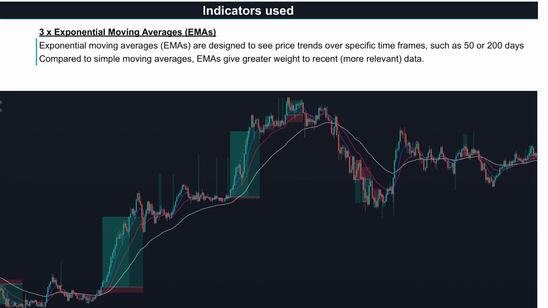So basically, the EMA is designed to improve on the idea of a simple moving average by giving a bit more weight to the most recent price data, which is considered to be more relevant than obviously older data. So since the new data carries greater weight or greater importance, the EMA responds more quickly to price changes than the simple moving average does.